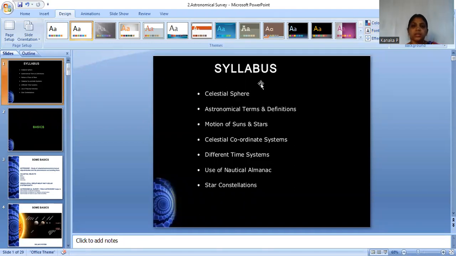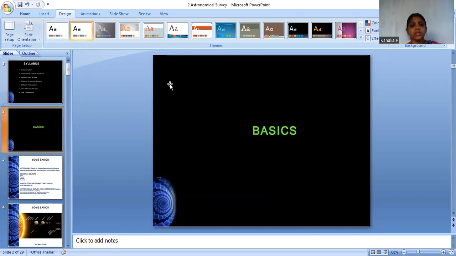Next one, good morning to one and all. Next unit is astronomical surveying. Astronomical surveying will cover the topics of celestial sphere, astronomical terms and definitions, motions of the sun and stars, celestial coordinate system, different time systems, uses of the nautical almanac, and star constellations. So, first one is astronomical surveying.